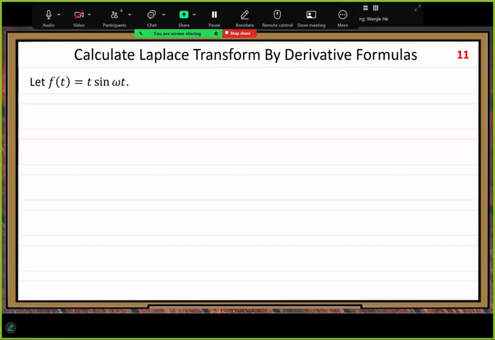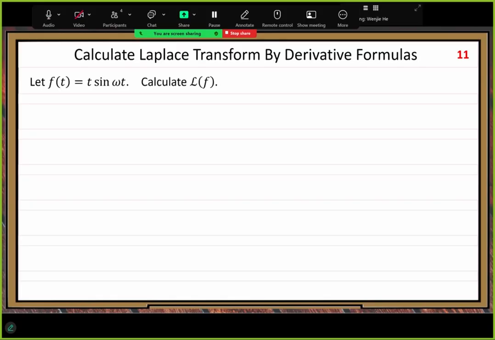Let us use 2 different ways to calculate, so you can see how powerful our derivative formula, the Laplace transform of derivative formula, is. How important is that? First, we do not use that derivative formula. We just calculate the Laplace transform directly without using that derivative formula. You can see how hard it is.